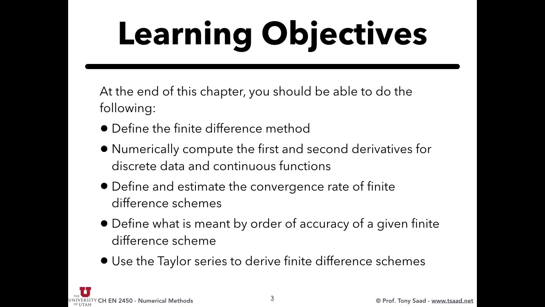We'll learn about that as well. We kind of touched on this in previous homework when I told you to look at the ratio of different errors, and you noticed that if we cut the spacing in half, the error gets cut in half or by a fourth. So we'll learn where that comes from today. Define what is meant by order of accuracy of a given finite difference scheme, and use the Taylor series to derive finite difference schemes, okay?